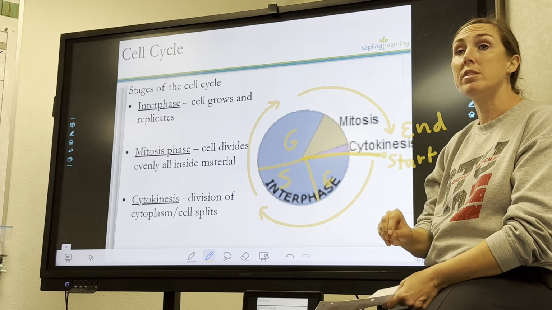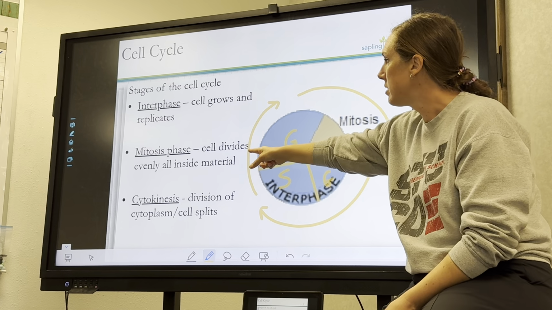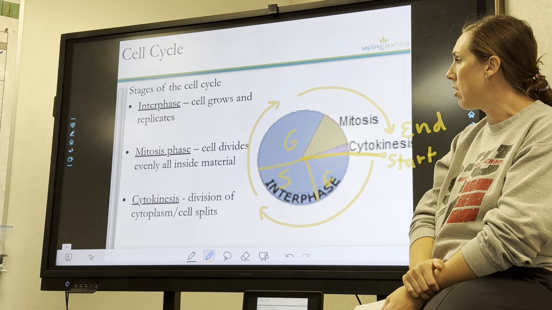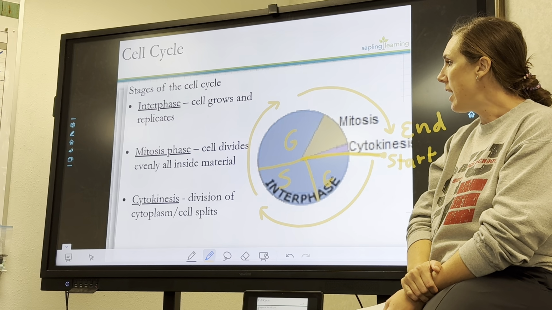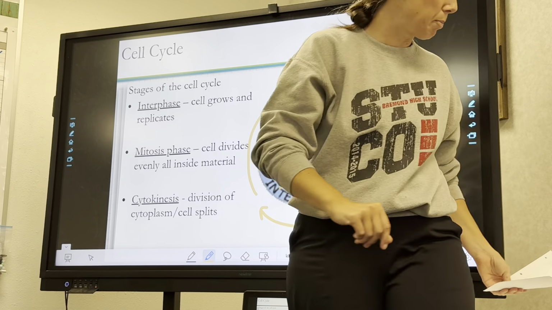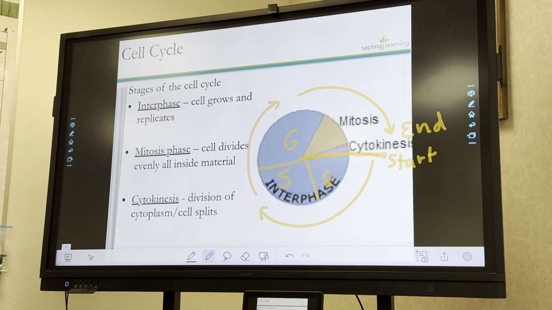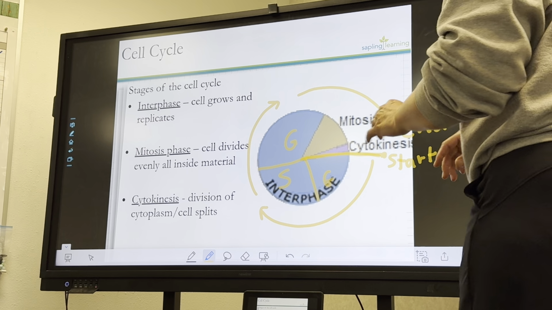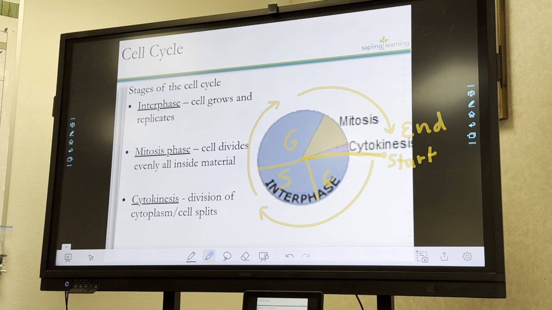Then mitosis is when it divides. Cell divides evenly in all the material. And cytokinesis is the division of cytoplasm and it splits. So guys, what I would explain this as, I wish I had a big squishy. This would be my example.